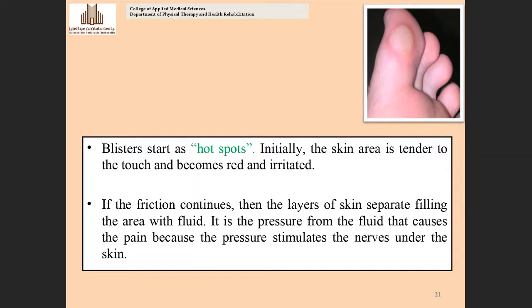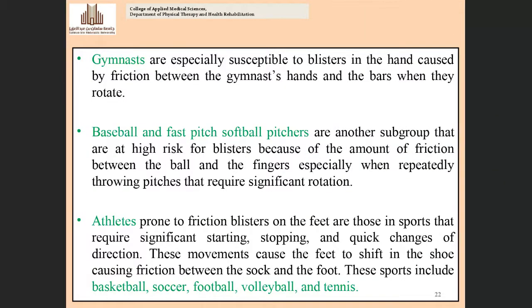Initially the skin area is tender to touch and becomes red and irritated. If the friction continues, the layers of the skin separate, filling the area with fluid. It is the pressure from the fluid that causes the pain, because the pressure stimulates the nerves in the other skin surfaces. You have pain nerve endings below this region, so whenever there is direct contact, it produces a pain sensation.